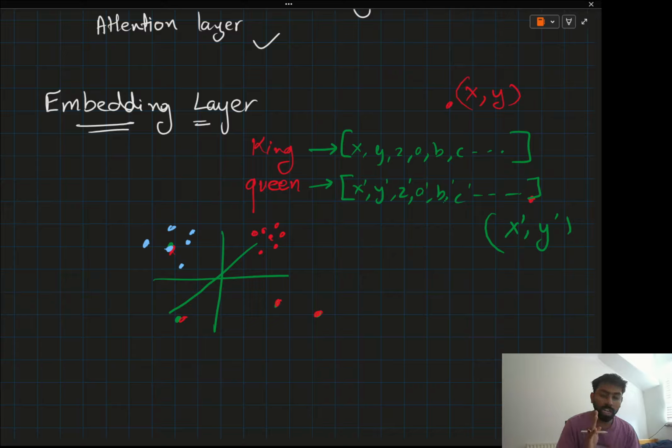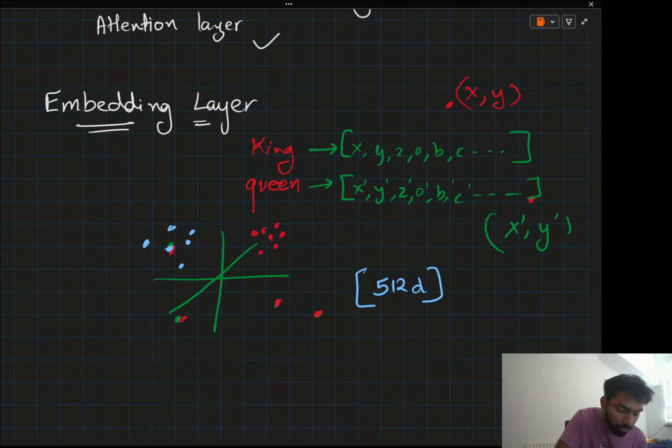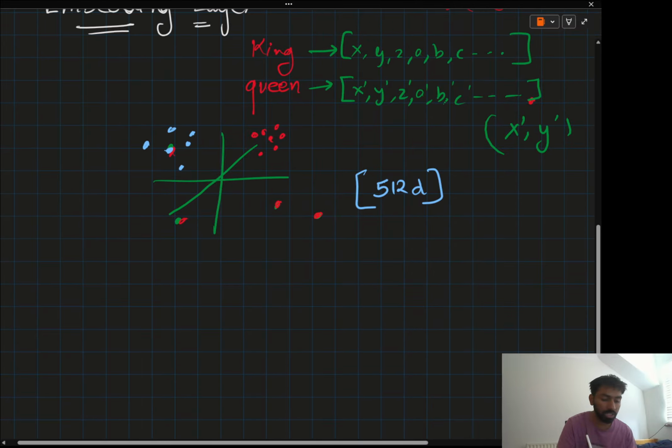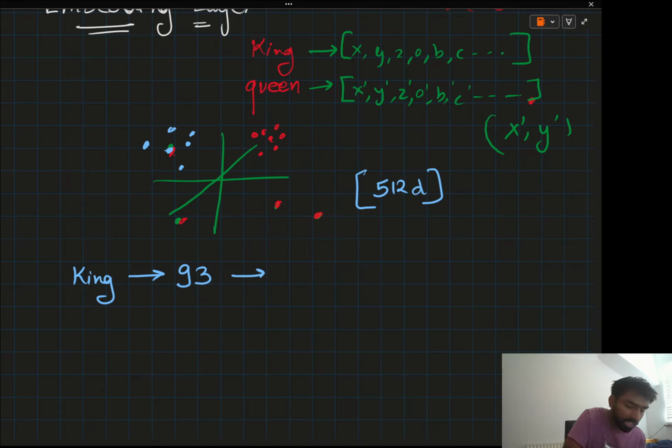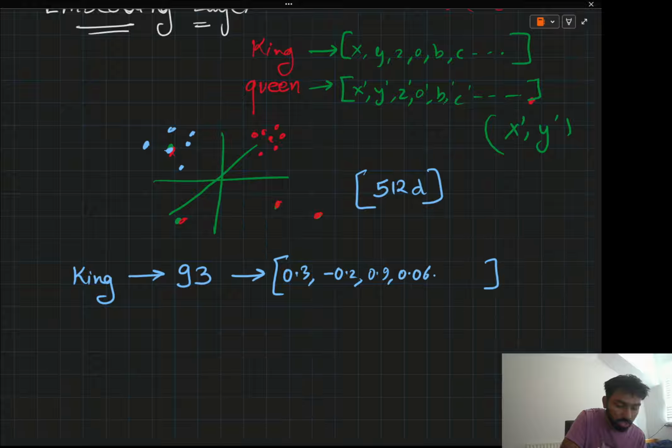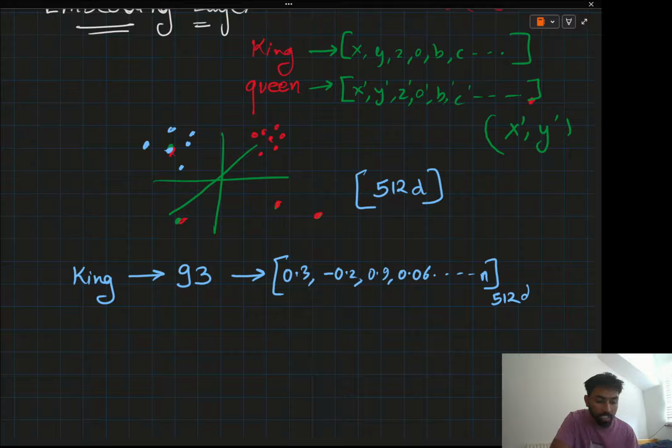The number that is usually used is 512. So we create a 512 dimensional vector, and there we represent every word. Every word will be represented under a 512 dimensional vector representation. So king, after tokenization, for example, was 93. Instead of giving 93 as a number, what we give to a computer is a 512 dimension vector, which is 0.3, minus 0.2, comma 0.9, comma 0.006, comma, like that, till n, which is the 512 dimensional vector representation for king. Similarly, we'll have something for queen.